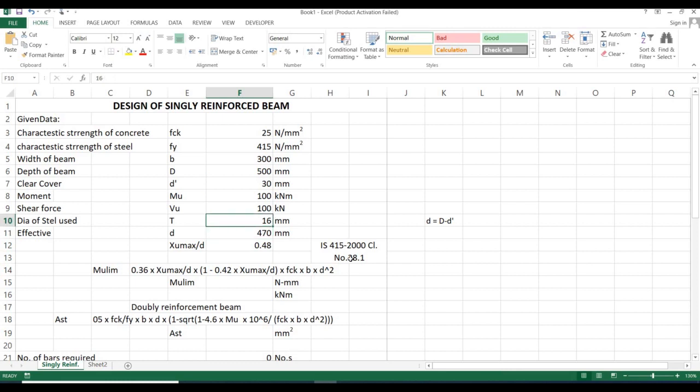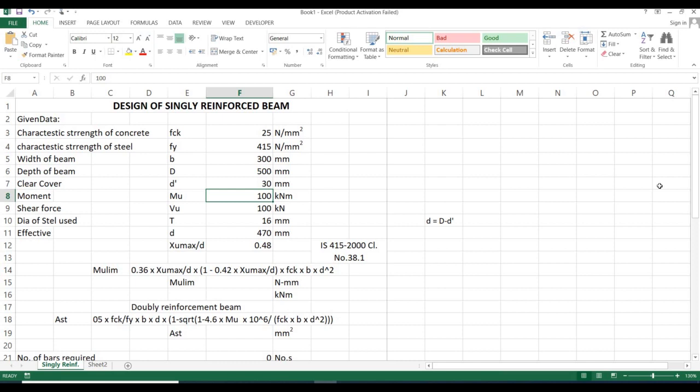Let's check it once again. If I make any change here from 25, you can note that it will be changed automatically. There is no need to do the back calculation again; it will be calculated automatically. Say this is 30, again 370.